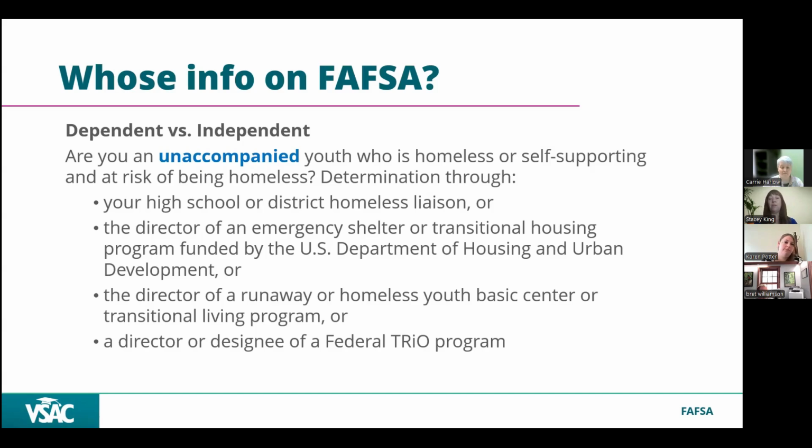And that can be determined through the high school that they attend, a district homeless liaison, the director of an emergency shelter or transitional housing program, the director of a runaway or homeless youth basic center or transitional living program, or a director or designee of a federal TRIO program, such as the TRIO programs that are held by VSAC, the Talent Search, Gear Up, or Educational Opportunity Center programs. Any of those agencies or institutions can determine homelessness and provide documentation for the student to say yes to being an unaccompanied youth who's homeless.